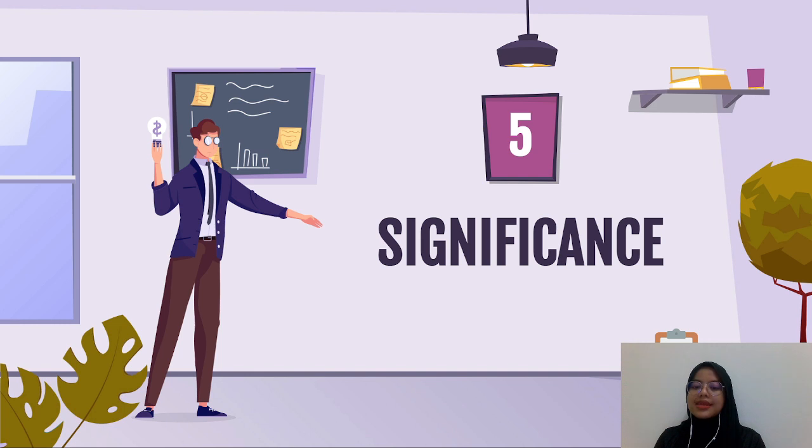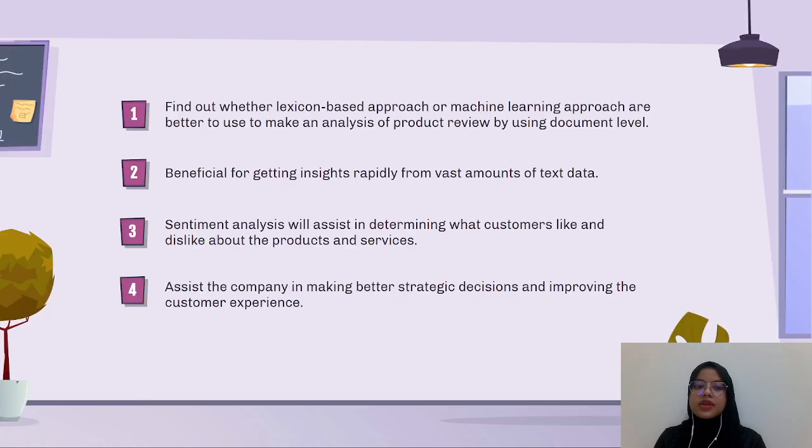The next one is significance. The first significance is to find out whether lexicon-based approach or machine learning approach is better to use to make an analysis of product review by using document level. The second one is beneficial for getting insight rapidly from vast amounts of text data. The third one is sentiment analysis will assist in determining what customers like and dislike about the product or the services. The last one is to assist the company in making better strategic decisions and improving the customer experience.